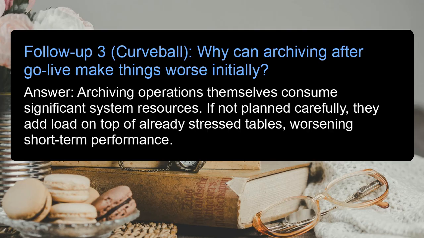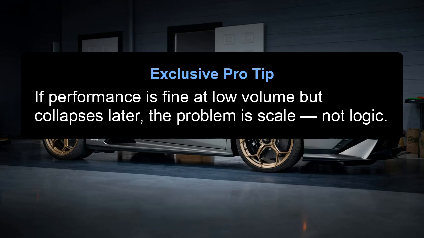Follow-up 3. Curveball. Why can archiving after go-live make things worse initially? Answer: archiving operations themselves consume significant system resources. If not planned carefully, they add load on top of already stressed tables, worsening short-term performance. Exclusive pro tip. If performance is fine at low volume but collapses later, the problem is scale, not logic.